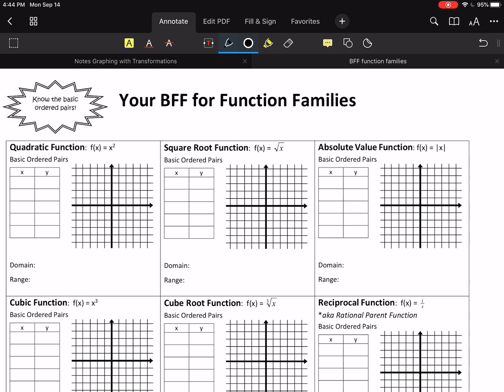If you took Algebra 2 at Champ, you've probably seen this before. We're going to go through this pretty quickly since this should be a refresher, but we're going to start by looking at all of my basic parent functions, and then we'll talk about the transformations.